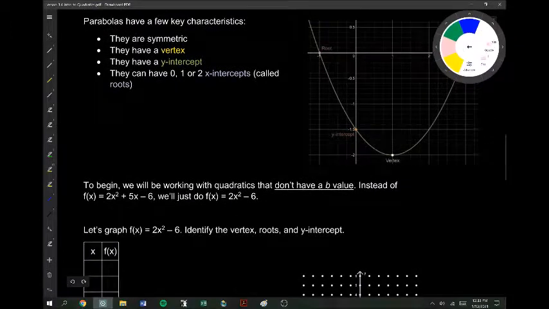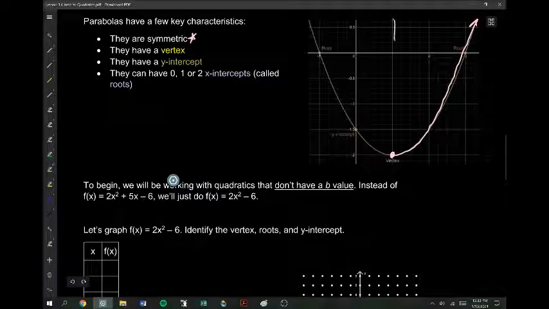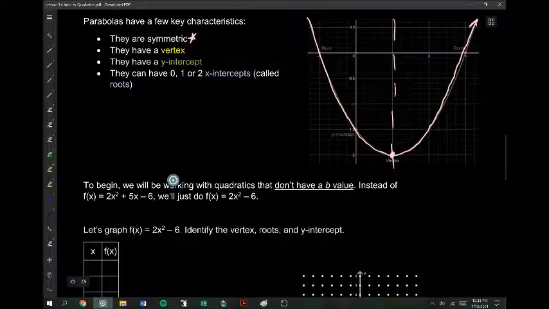Parabolas have a few really important key characteristics. I have one graphed pretty faintly here on the screen. The first thing that you should always remember about a parabola is it is symmetric. That means I could take half of the graph and copy it over a line, and it would copy over to the other half of the graph. So every parabola is symmetric.